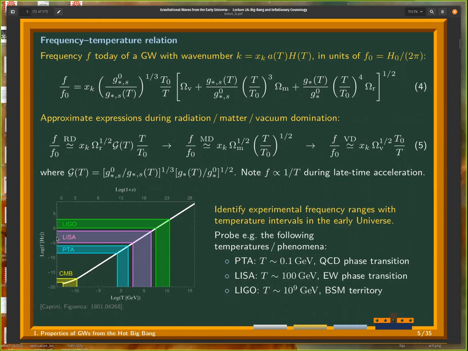LISA will be sensitive to gravitational waves in the millihertz range, and that corresponds to temperatures around the electroweak scale. That's also very exciting, because then LISA can go and look for modifications of the electroweak phase transition that could lead to gravitational waves. And finally, the ground-based interferometers are sensitive to gravitational waves in the audio band, 10 hertz, 100 hertz, up to a kilohertz. This corresponds to very high temperatures, 10 to the 9 GeV. So if LIGO should see at some point, fingers crossed, the stochastic background of gravitational waves from the very early universe, then this must have been produced at very early times at temperatures as high as maybe 10 to the 9 GeV or even up to 10 to the 10 GeV. And then LIGO would certainly probe territory beyond the standard model of particle physics. All right.